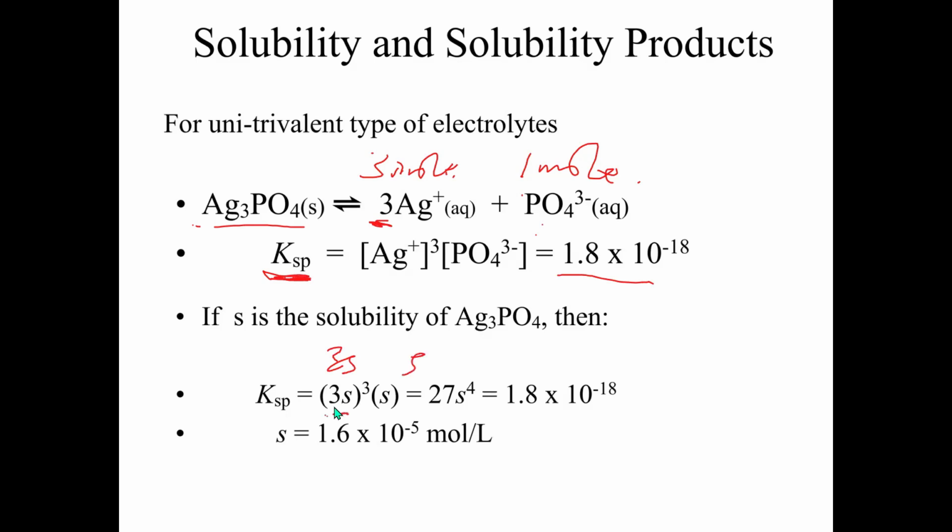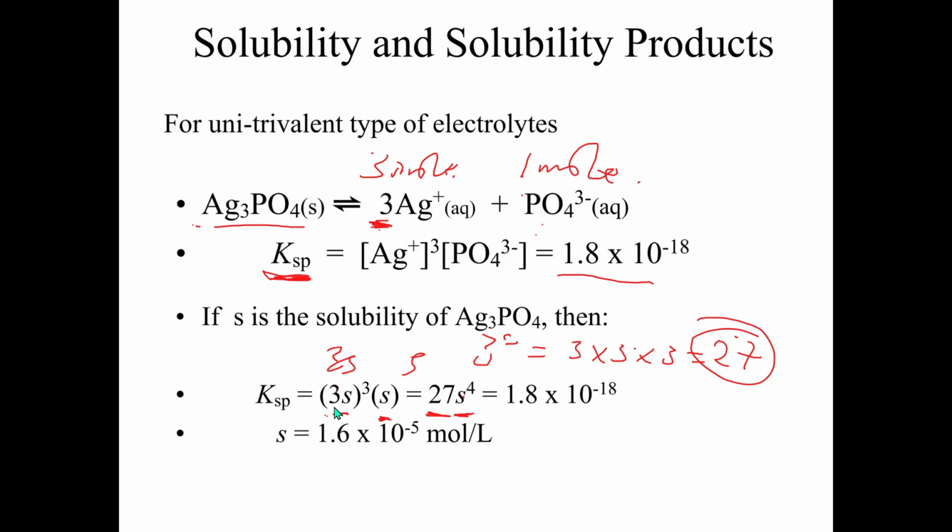So this is the 3S for silver, and of course, the power is going to be 3 because the stoichiometric coefficient is also 3. So that is why we have (3S) raised to the power of 3, and then we have S. So S raised to the power of 3 is S^3 times S, so that is where we have S^4, and we have 3 here. So 3 raised to the power of 3 is the same thing as 3 times 3 times 3, which will actually give us 27. So that is why we have 27S raised to the power of 4.